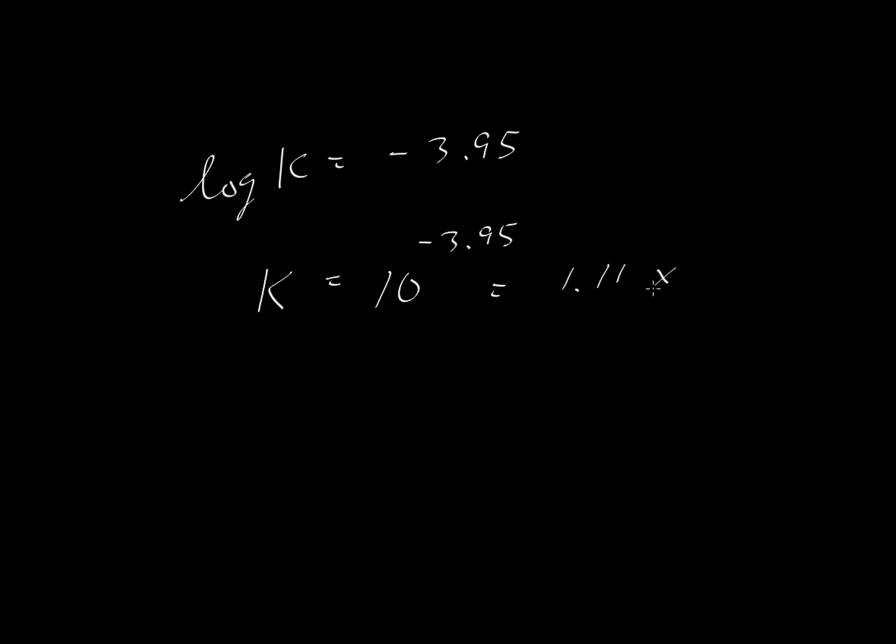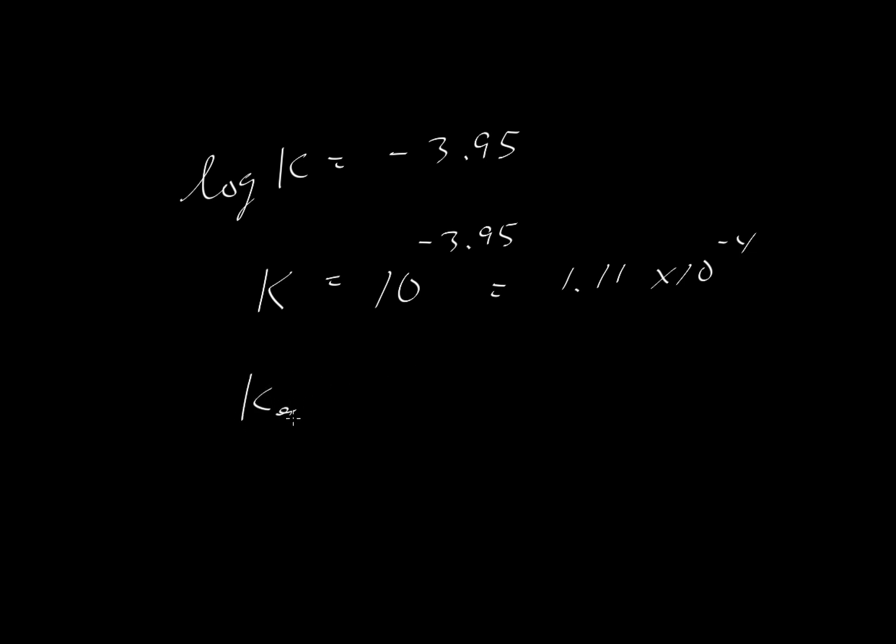Let's erase the chalkboard again. So what that means is that if the log of K equals minus 3.95, then we can simply get the equilibrium constant, K, by taking 10 to the minus 3.95. And so that will be the value that we can use to obtain actual concentrations of H4SiO4. By the way, this comes out to about 1.11 times 10 to the minus 4.